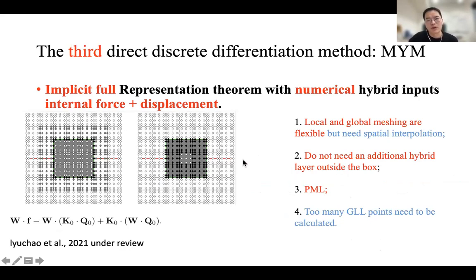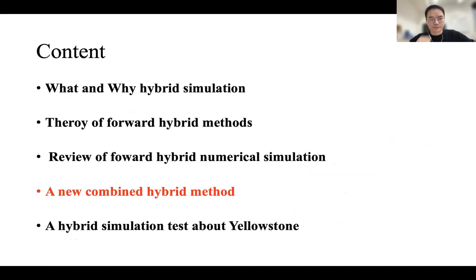And we have the same features as the Mason way, like the local and global meshes are flexible, but need a spatial interpolation when the mesh is different. And we can also use a PML way, but one disadvantage is that we need so many GLL points to be calculated. For example, here in each element, we have 5 × 5, 25 points needed to be calculated and recorded.